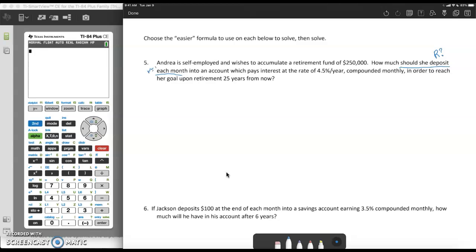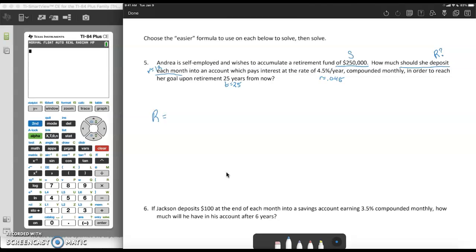So m equals 12. We know that eventually, in the future, her S value is $250,000. r is 0.045 and time is 25 years. So I'm going to use the sinking fund formula on this one because I find that one to be easier.